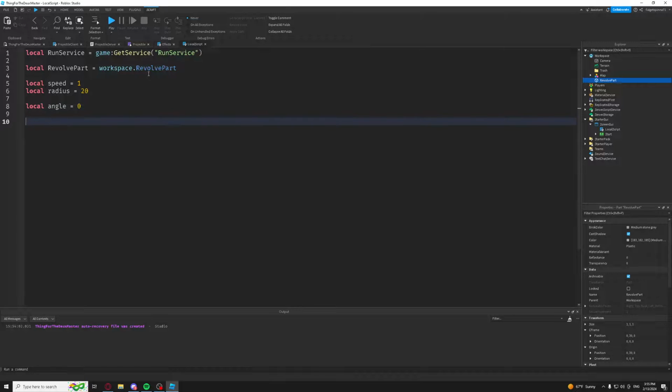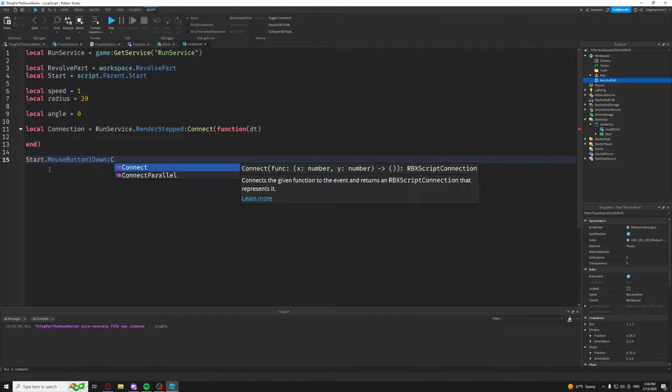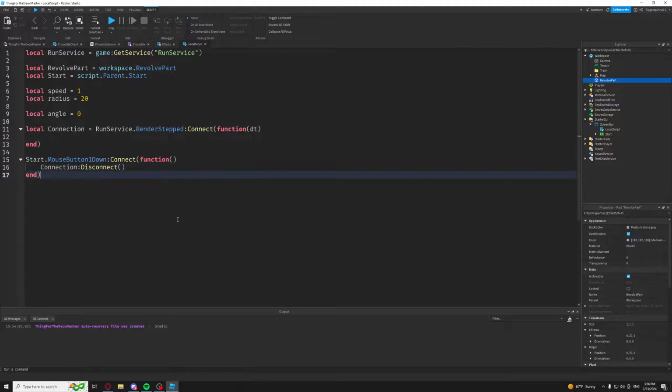And we're going to need a loop. Okay, and let's make a connection here, and we're going to disconnect it whenever the start button is clicked. So this function is going to disconnect whenever our start button is clicked. Now, what do we do here?